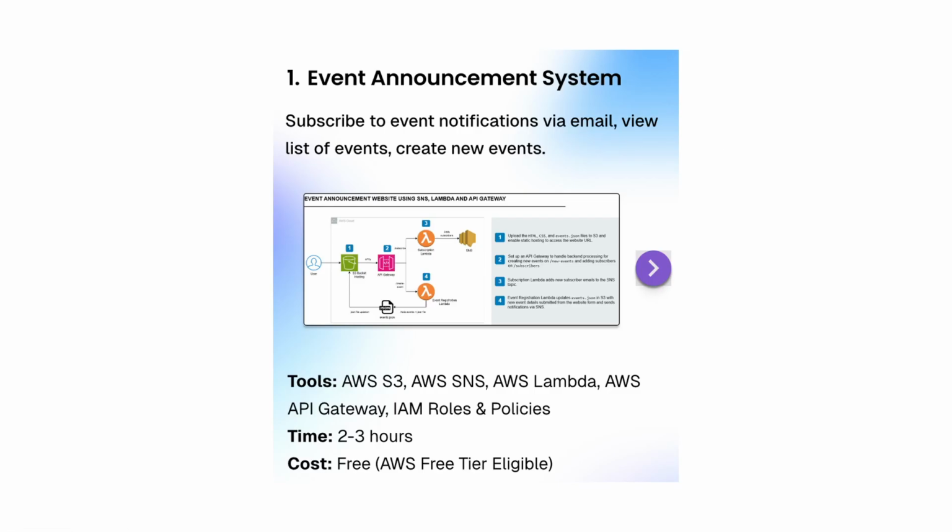Section 1, Event Announcement System. First up, an announcement system. This project lets users subscribe to event notifications by email, view a list of events, and create new ones. You will use S3 to host your event data, SNS to send email notifications, Lambda to process the logic, and API Gateway to expose your API endpoint securely, all governed by IAM roles.